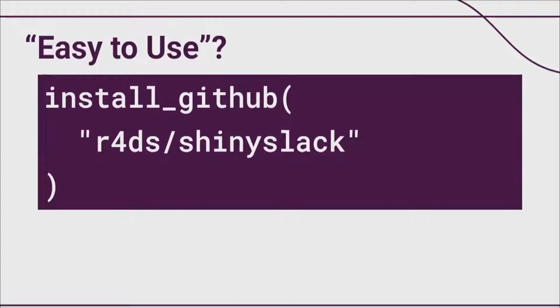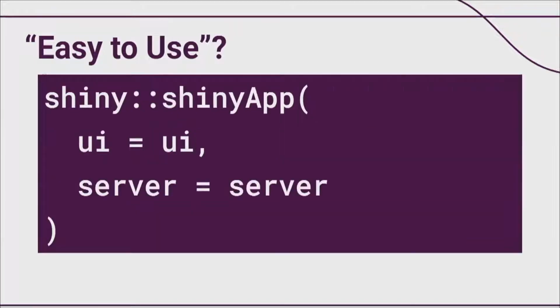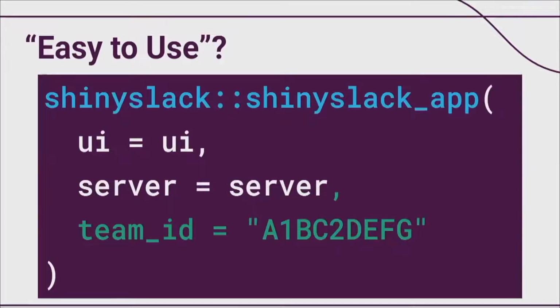You can install this from GitHub at r4ds/shinyslack. This is one of the ways we can launch a normal Shiny app. We define a UI, define a server function, and wrap them in Shiny's shinyApp function. Now we'll use shinyslack to add a Slack login to that app. We replace Shiny's shinyApp with shinyslack's shinyslackapp. We also need to give it the code that identifies our Slack team. And that's it. Well, kinda.